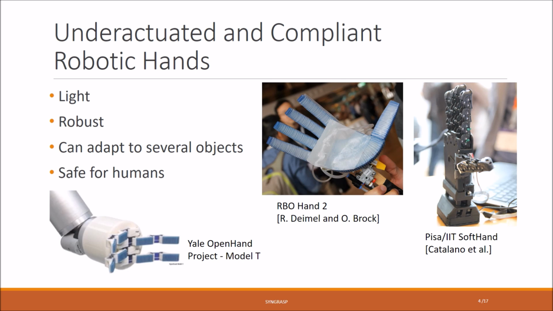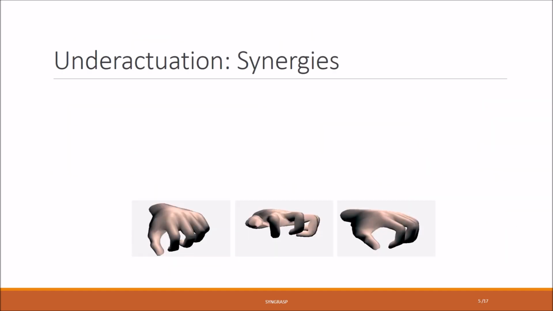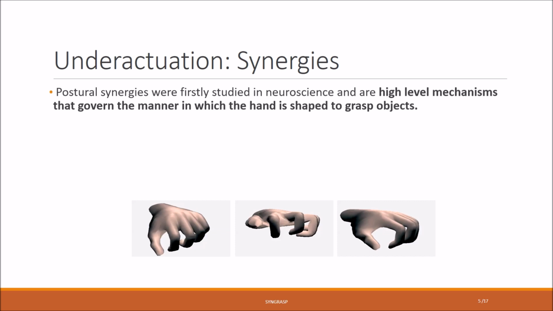Underactuation is achieved whenever the hand has more degrees of freedom than the number of actuated degrees of freedom. To achieve underactuation in robotic hands, we can leverage concepts that were first studied in neuroscience. And one of these very important concepts is the concept of synergies. Synergies are high-level mechanisms that govern the manner in which a hand is shaped to grasp an object.